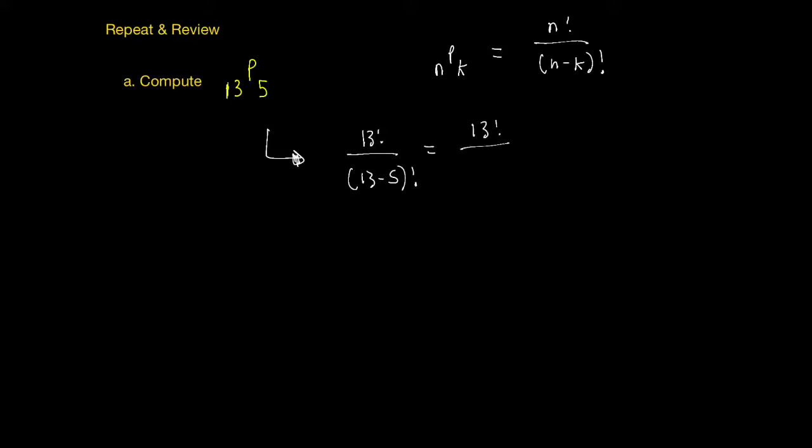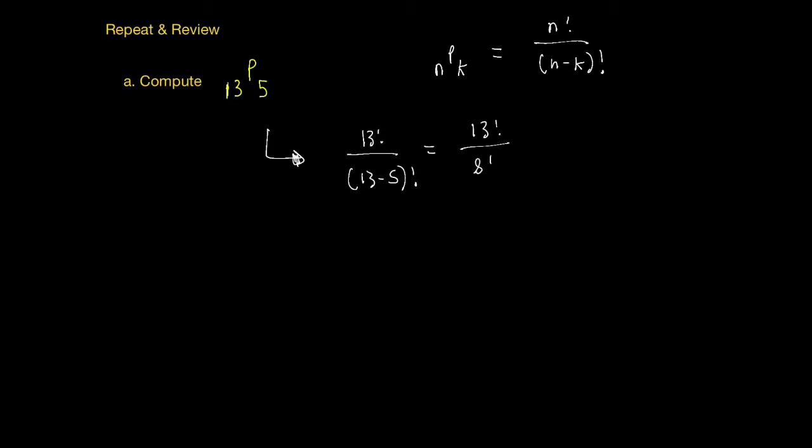So to begin with the repeat and review, here we had to compute 13 permutation with 5. To calculate that, we're going to use the permutation formula, nPk, which is n factorial over n minus k factorial. So 13 is going to be my n, and 5 is going to be my k. Let's substitute that into the formula. We're going to have 13 factorial over 13 minus 5 factorial, which will be 13 factorial over 8 factorial.